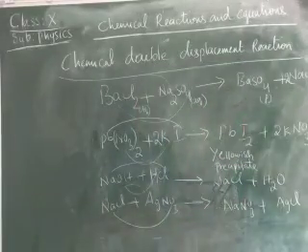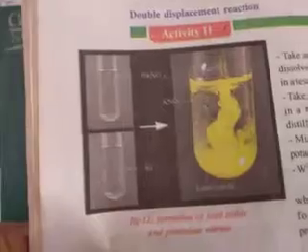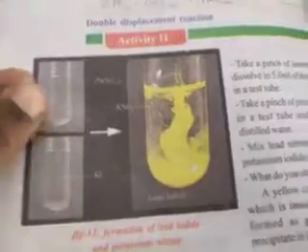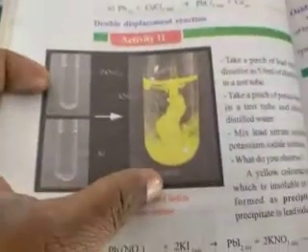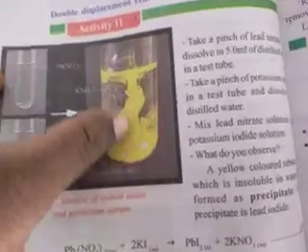Here we can see the example of lead nitrate reacting with potassium iodide. Here is lead nitrate, and here is potassium iodide. When we mix both of them, we get a yellowish precipitate, which is insoluble in water.